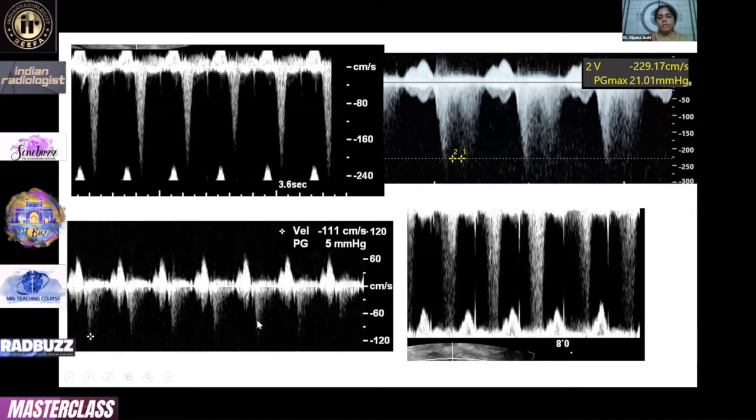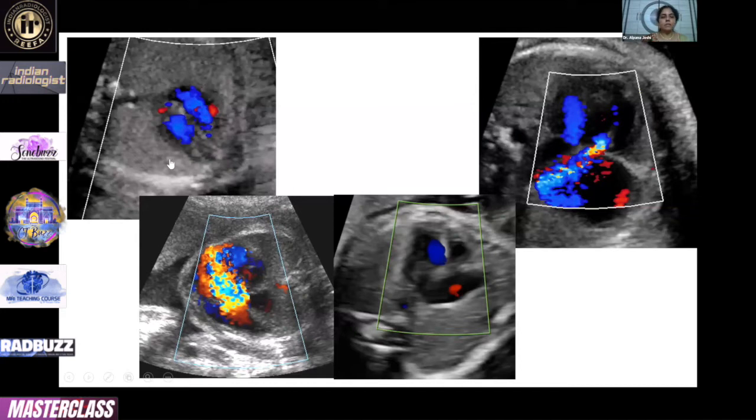Here you can see there is only a little bit of a TR. It is not lasting for the entire length. This is a mid-systolic kind of a TR. So this is how you tend to describe the TR.